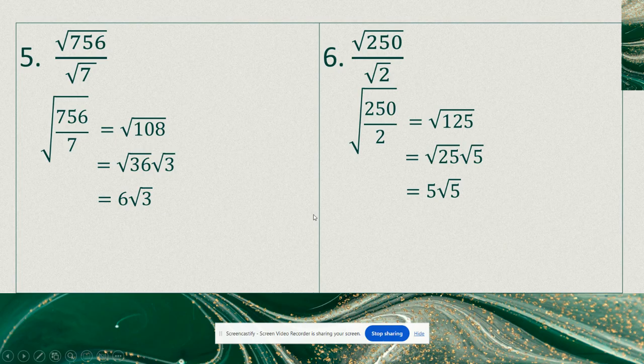The biggest thing here, guys, is being able to recognize how you can simplify things before you actually evaluate the radical and work with it in the further steps. So that is it for today. Let us know if you guys have any questions.